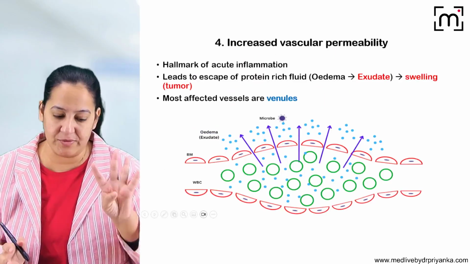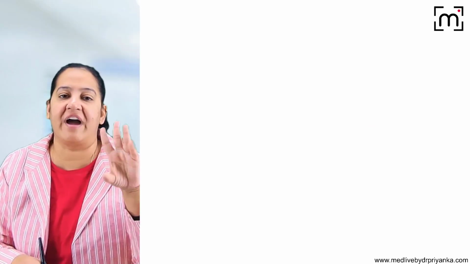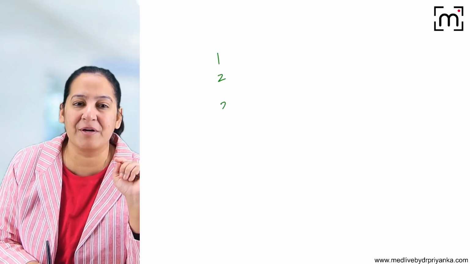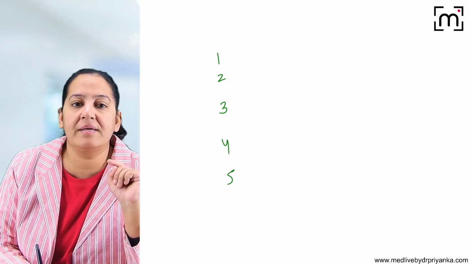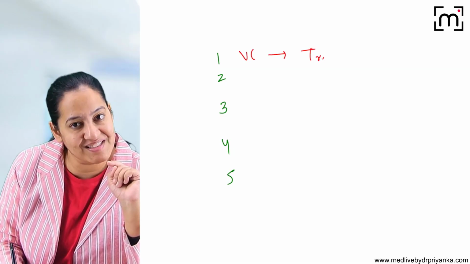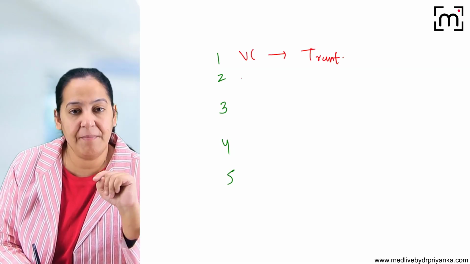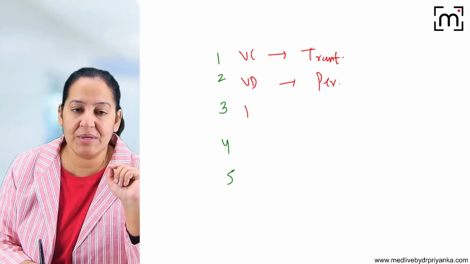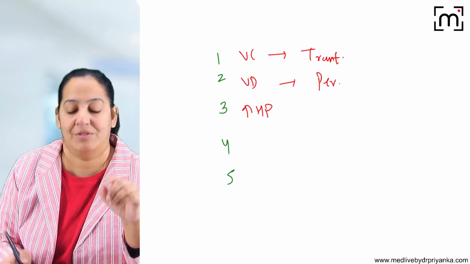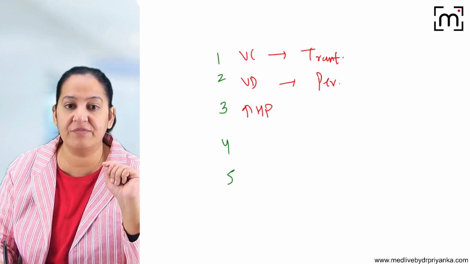Let me come on the next step, the 4th step. So till now, out of the 5, 3 are done. Step number 1, step number 2, step number 3 is done. 4 and 5 still to go. So step number 1 is vasoconstriction, which is transient in nature. Step number 2 is vasodilatation, which is persistent in nature. Step number 3 is increased hydrostatic pressure. So what is the importance of these steps?